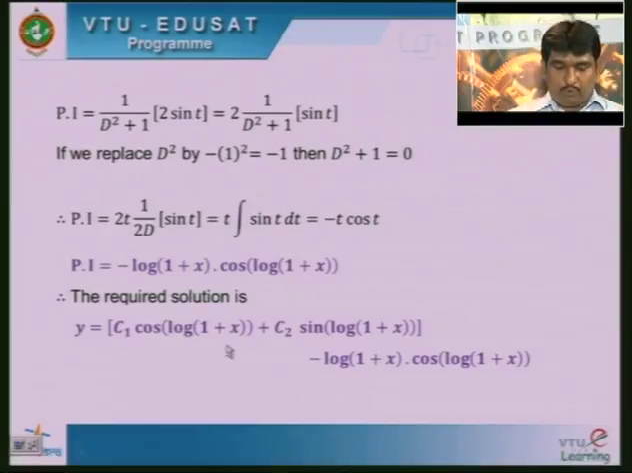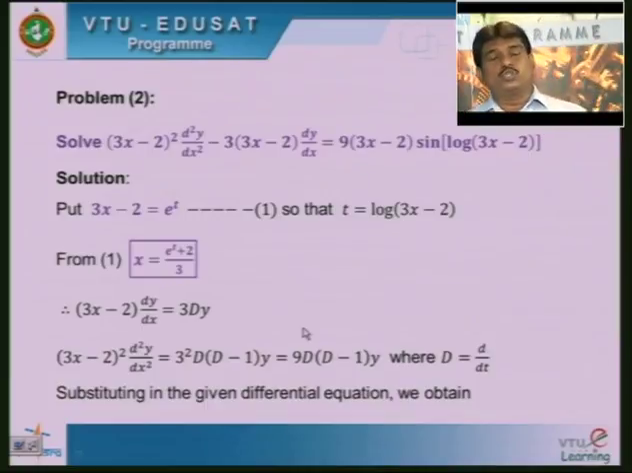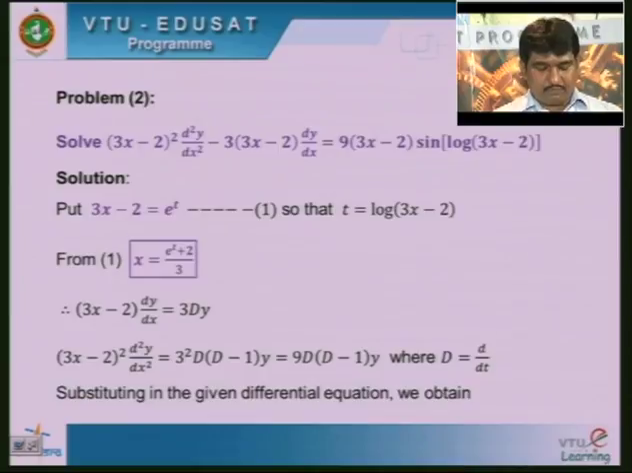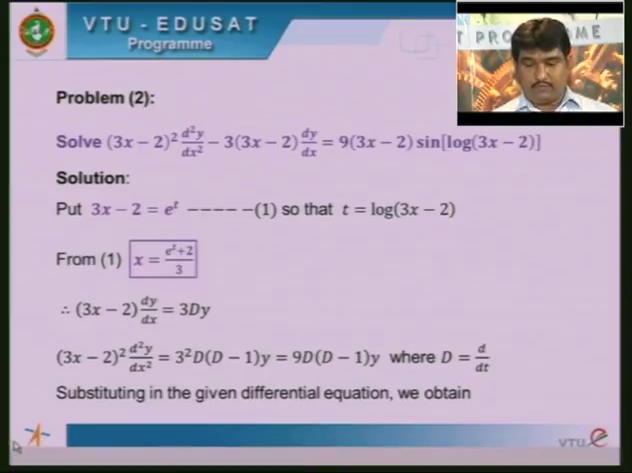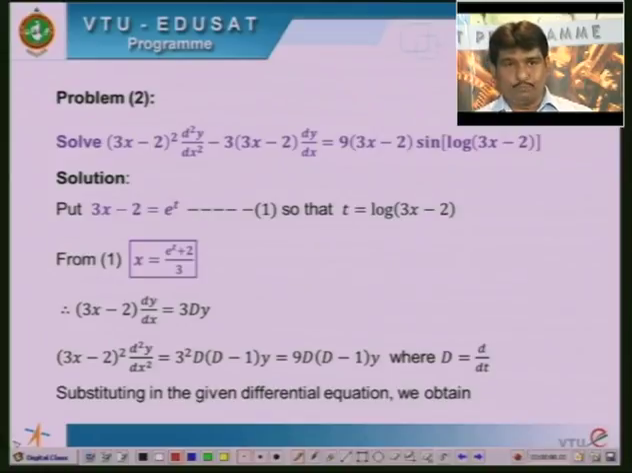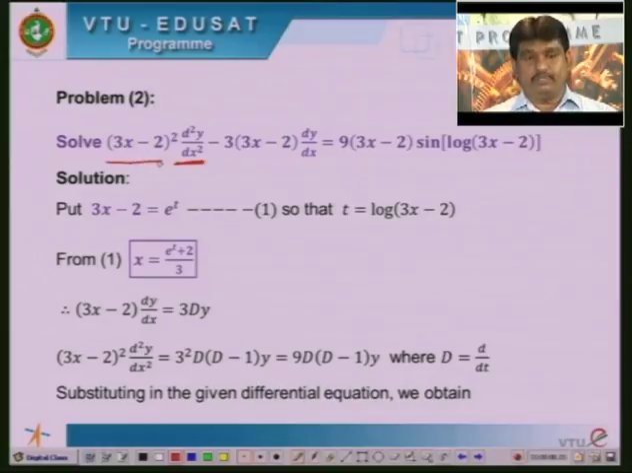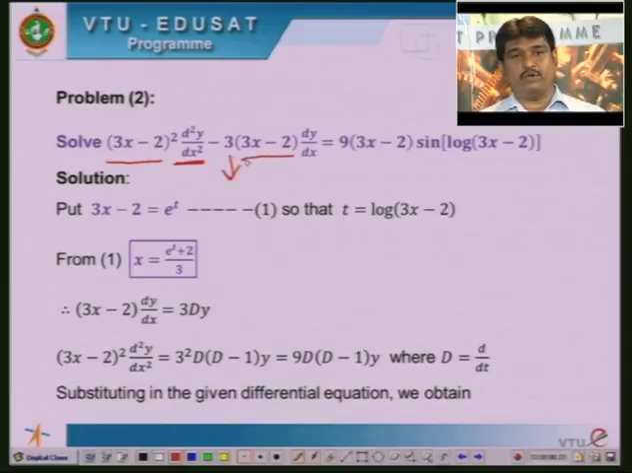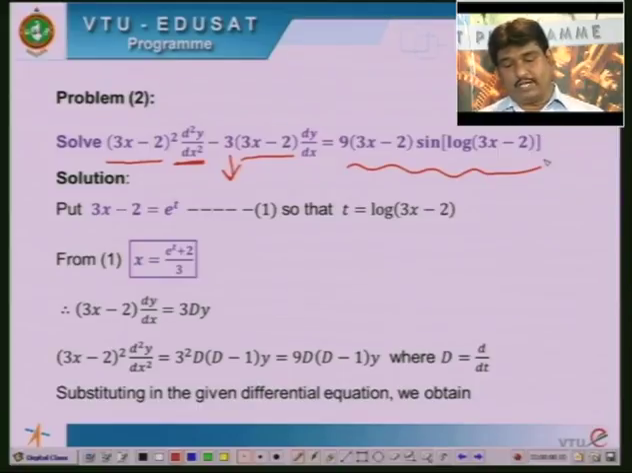Next, problem number 2. Solve (3x minus 2) whole square into d square y over dx square minus 3 into (3x minus 2) dy by dx equals 9 times (3x minus 2) into sine of log of (3x minus 2). You can see the coefficient of d square y over dx square is like ax plus b with a as 3 and b as minus 2. And this is the same thing, this is some a naught or a n, whatever it may be, 3 into (3x minus 2) dy by dx. And the RHS has terms independent of y, which is 9 into (3x minus 2) into sine of log of (3x minus 2).